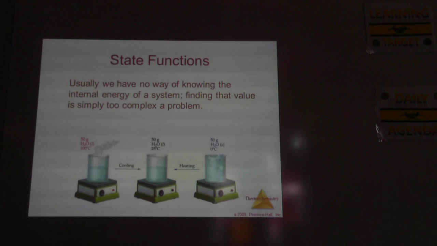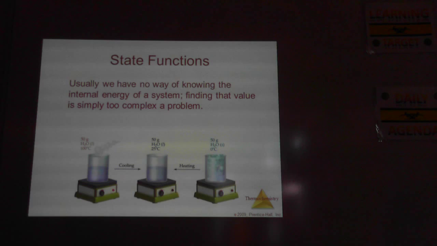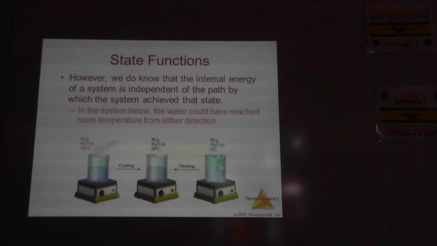All right, at this point we're going to introduce another definition, the definition of a state function. Usually we have no way of knowing the internal energy of a system, like we mentioned before. Finding that value is simply too complex. You'd have to know the kinetic and the potential energies of all the different molecules in the system. So instead, what we can see very easily is the temperature. And the internal energy of that system is independent of the path by which the system achieved that state.